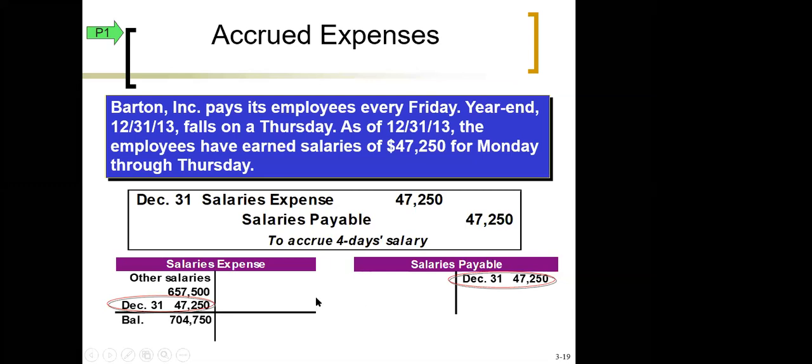And this is called accrued. It means it happened, but I'm not paying yet. So accrued is the salaries incurred, it happened, but I didn't pay it until Friday.